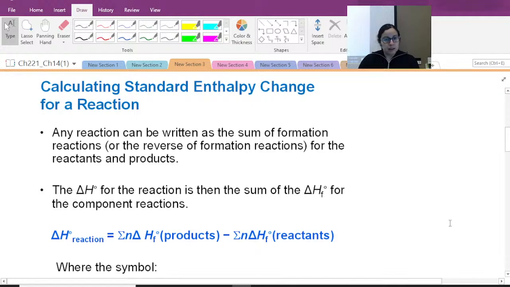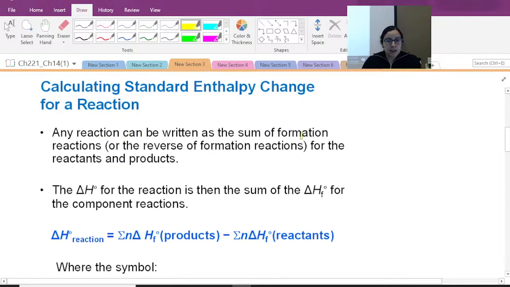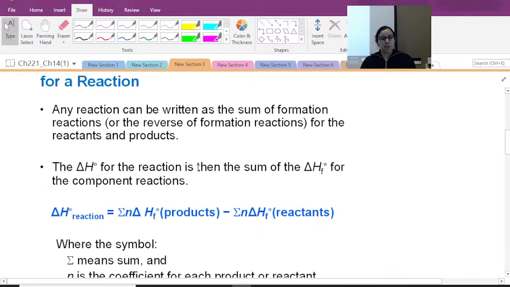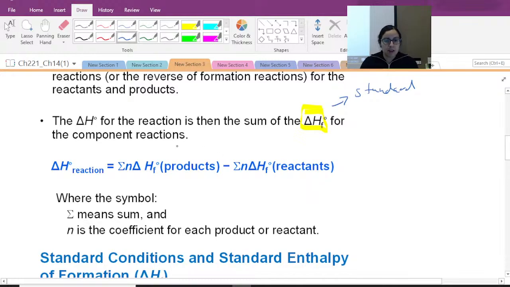So we can calculate our standard enthalpy change for a reaction from, let's start with this method here. Any reaction can, of course, be written as a sum of formation reactions for the reactants and products. What the heck does this mean? So our delta H of the reaction is just the sum of our delta heat of formation, which is just a standard for every element for our component reactions.